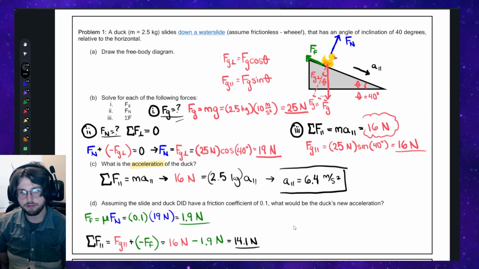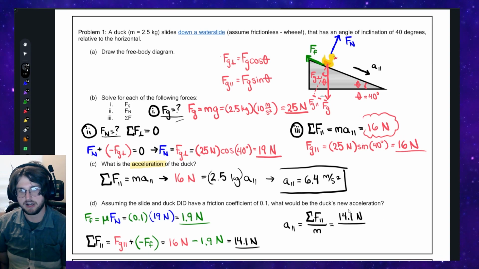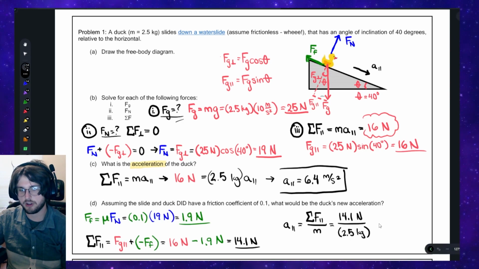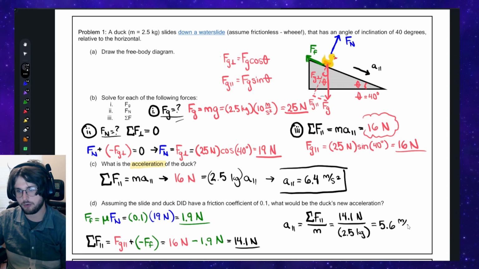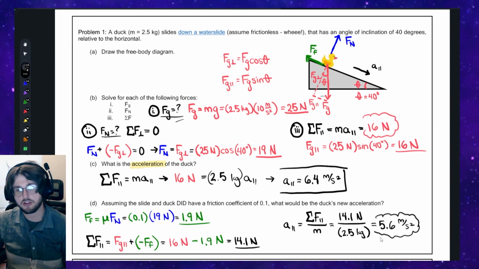And so to finish it off, to find our new acceleration, well, we can say that the acceleration is really just going to be the sum of the forces in the parallel direction divided by whatever the mass of the object is. So if our net force in the parallel direction was 14.1 newtons, and we're dividing that by the duck's mass, 2.5 kilograms, then we can expect our new acceleration to be about 5.6 meters per second squared, which is to be expected because friction does slow things down.